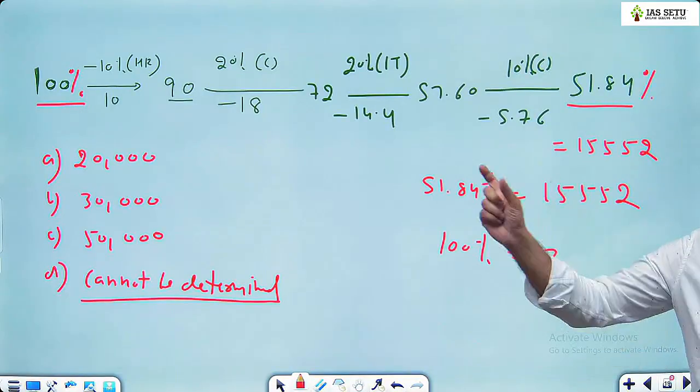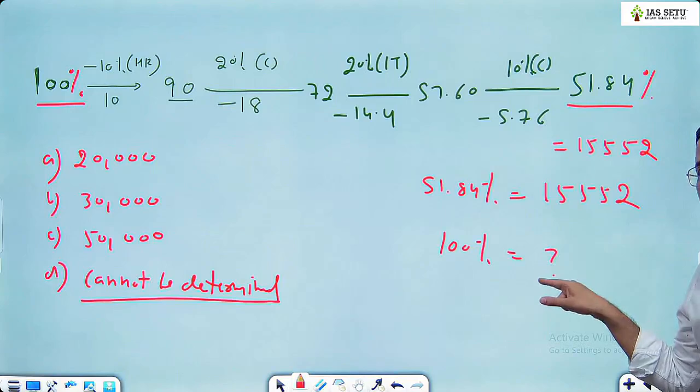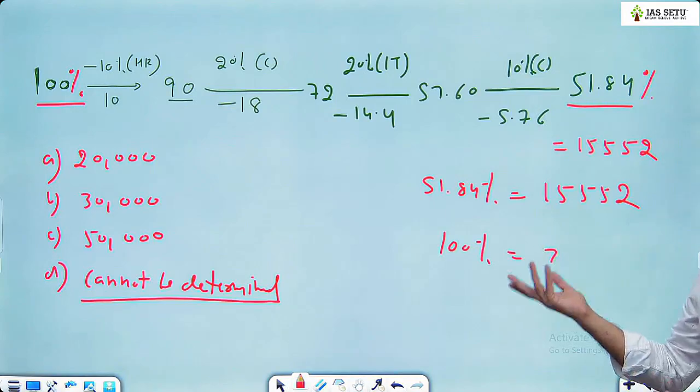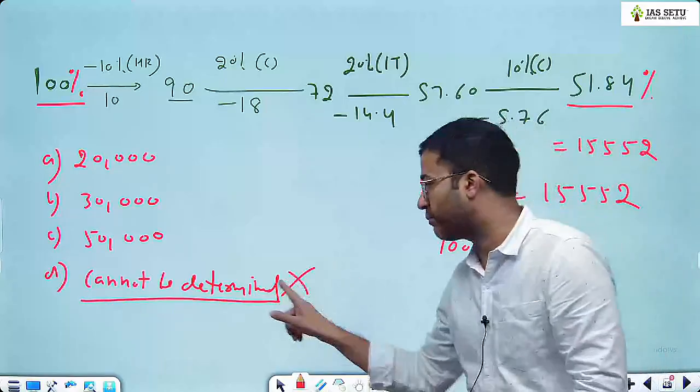Can be determined, cannot be determined. Can you determine what will be 100%? Yes. I give you a calculator, use it. You will get it. We can find it. So for "cannot be determined", we will not put it as the answer.